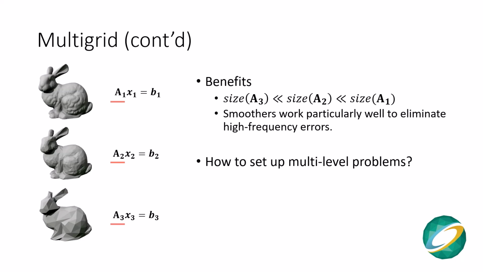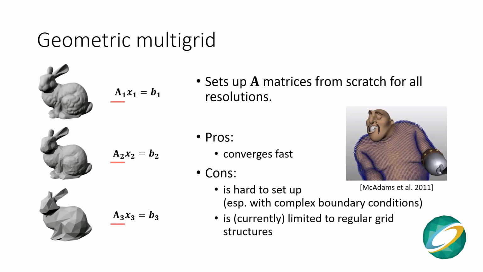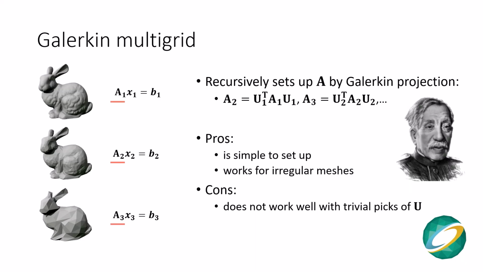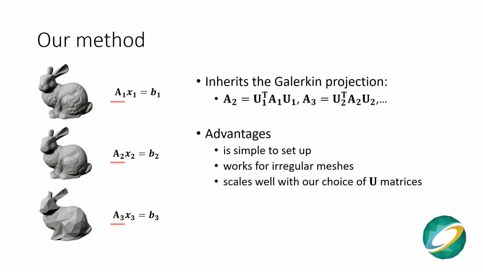So how do we set up the multi-resolution problems? We can either set up the problems geometrically from rediscretization of different resolution meshes, but that needs some expertise to set up and is currently limited to regular grid structures. Or we can use Galerkin projections to recursively set up the A matrices. This one is much simpler to set up, and it should work for any meshes and any restriction and prolongation schemes. However, it just does not work well with trivial picks of U matrices. What we want is to inherit all the nice points from Galerkin multigrid methods and make it scalable.